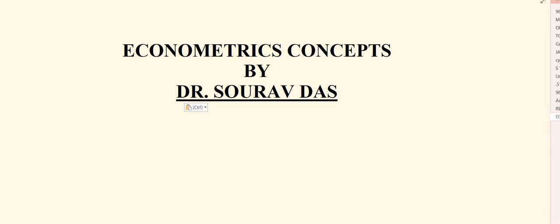As I said in the last one, today we will be doing the Durbin Watson Test. The Durbin Watson test is used to test the autocorrelation of a given structure. Okay, so the presence of autocorrelation.